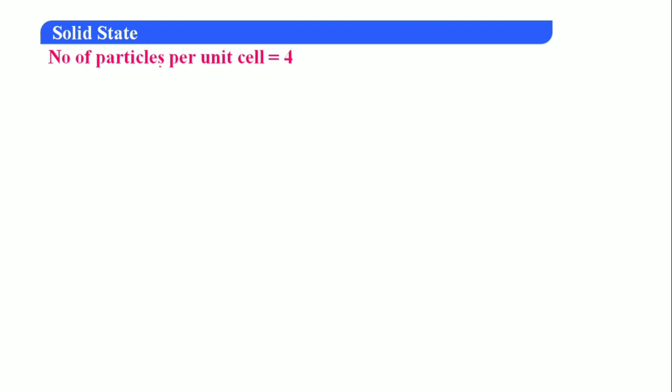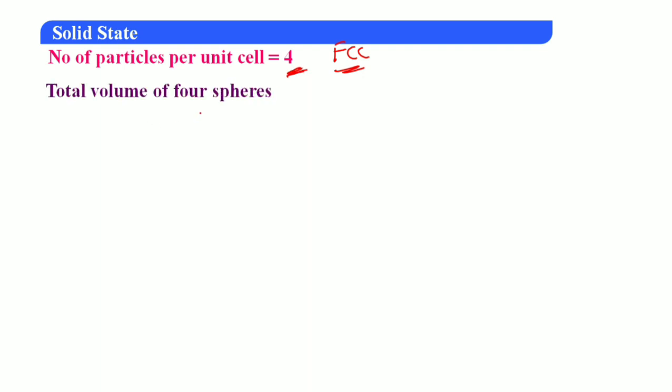Now the volume of the particles. The total number of particles present in FCC is 4, right? So the total volume of the 4 spheres is equal to 4 into 4 by 3 pi r cube, because one sphere has volume 4 by 3 pi r cube. 4 into 4 by 3 is equal to 16 by 3 pi r cube.